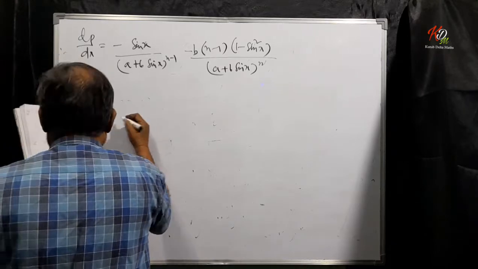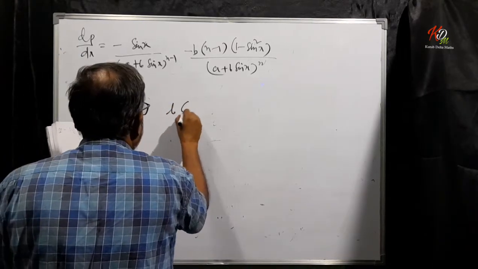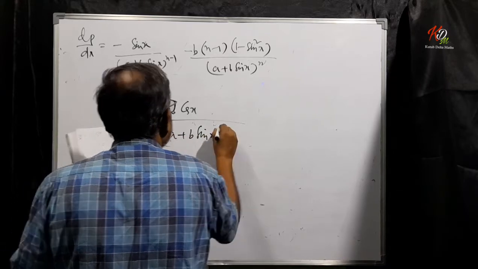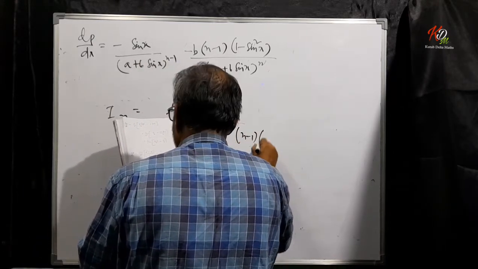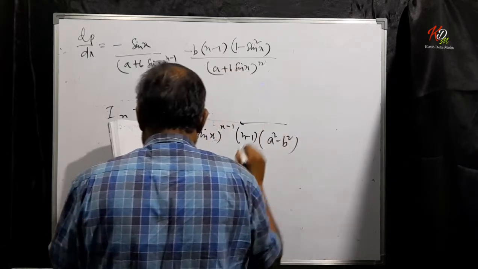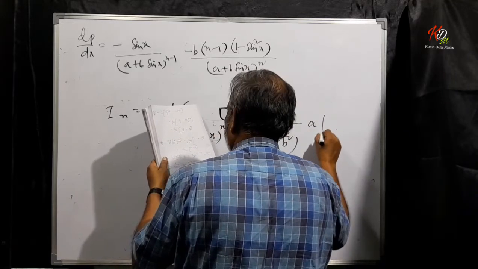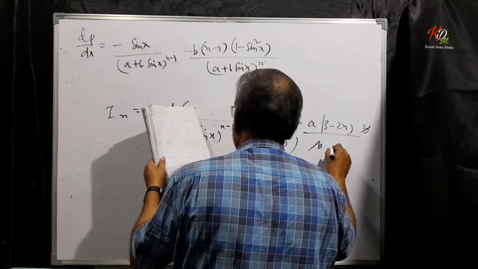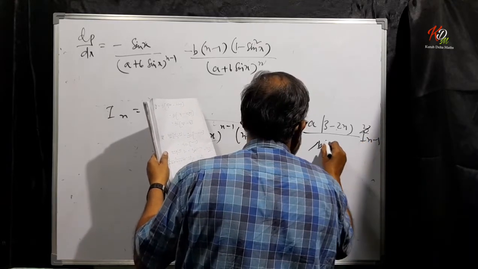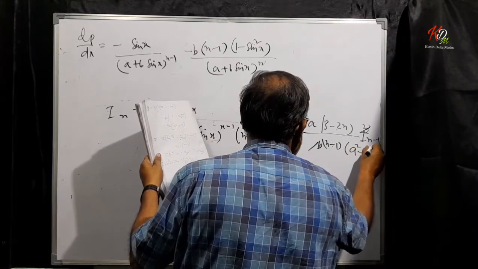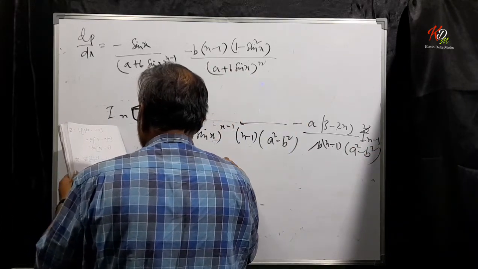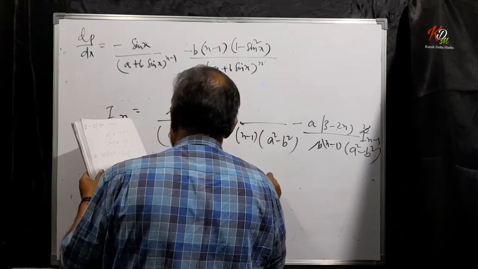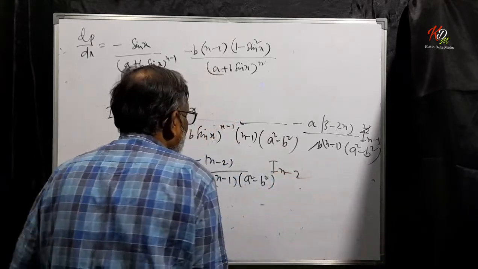So the final result will be: I n equals b cos x by (a plus b sin x) into (n minus 1)(a square minus b square), plus (3 minus 2n) a by (n minus 1)(a square minus b square) I n minus 1, minus (n minus 2) by (n minus 1)(a square minus b square) I n minus 2. This is the final result.